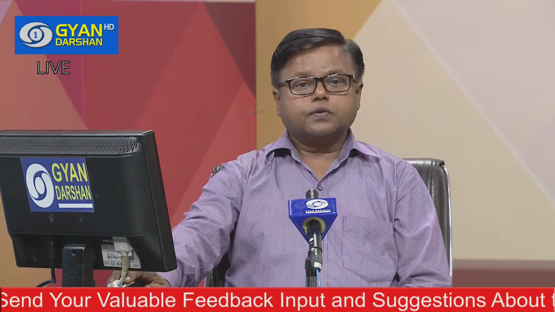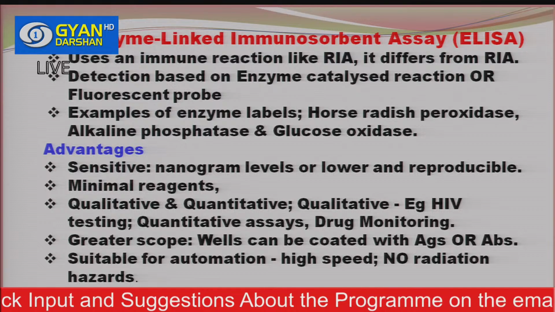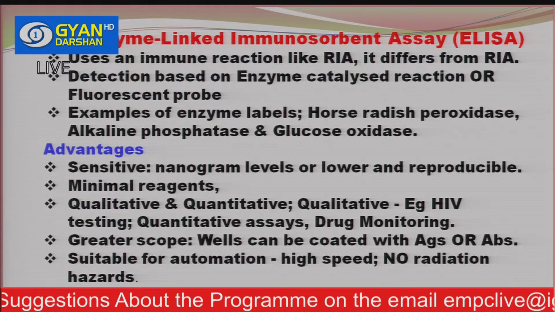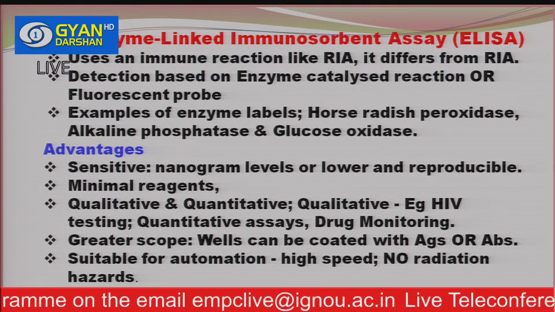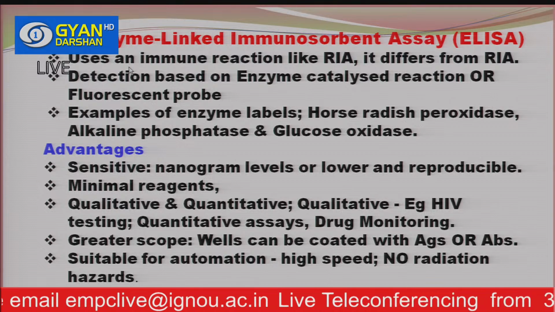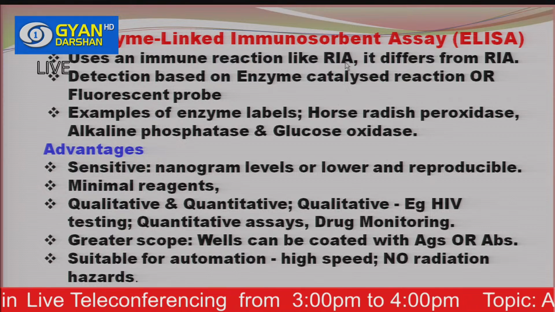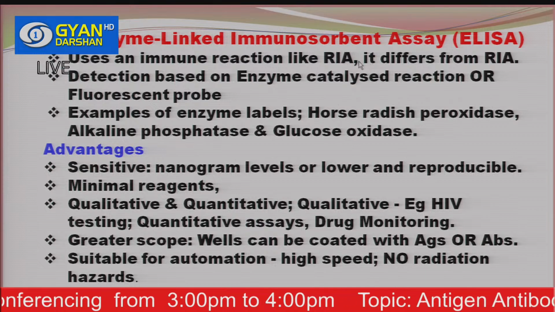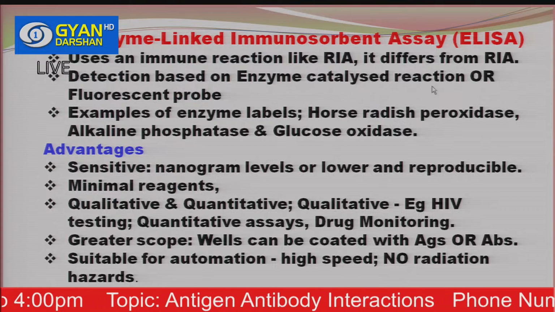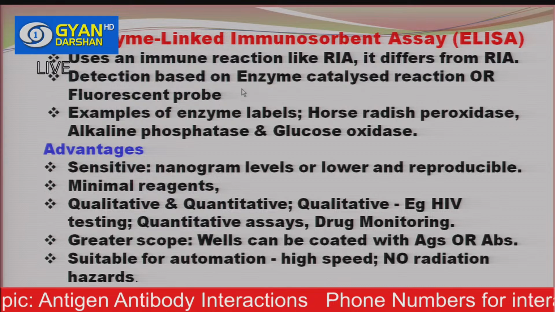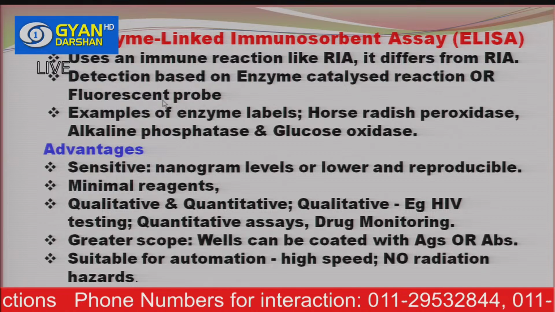Another technique is known as ELISA, enzyme linked immunosorbent assay. ELISA is a well documented technique. We can utilize it for detection of antigens or antibodies, and use it as an immune reaction like RIA, radioimmunoassay. It differs from RIA and detects based on an enzyme catalyzed reaction or fluorescent probes. So in this case we can utilize the enzyme catalyzed reaction, or a fluorescent probe.